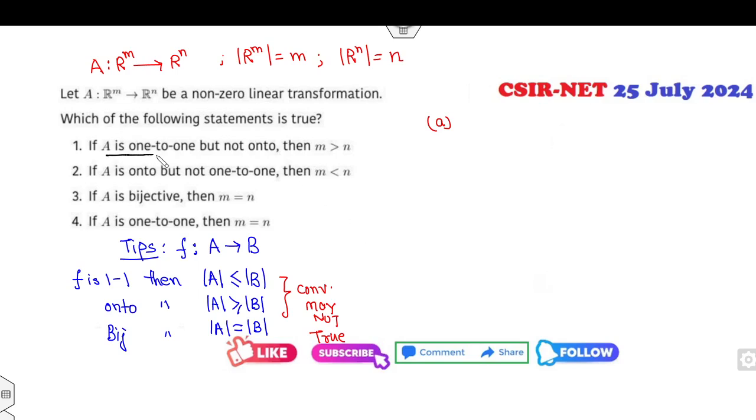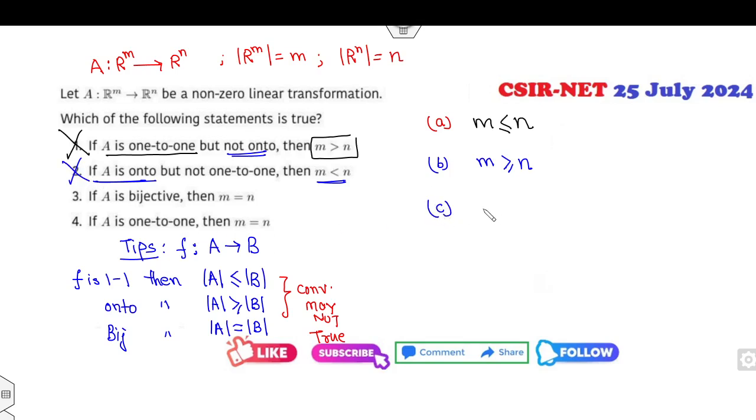Now, if A is 1-1, what does it mean? If A is 1-1, that means the cardinality of A, that is M, is less than or equal to N. But they are talking about M being greater than or equal to N. So definitely the first option is straightforward, cancel. Moreover, not onto. Fine, so the first option is cancelled. Look at the second option. A is onto. That means the cardinality of A is greater than or equal to the cardinality of B. But he said M is less than N. So this option is also cancelled.